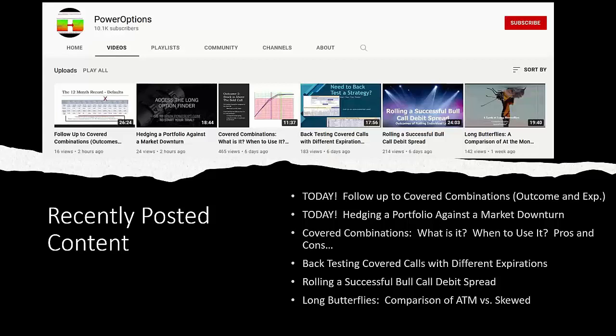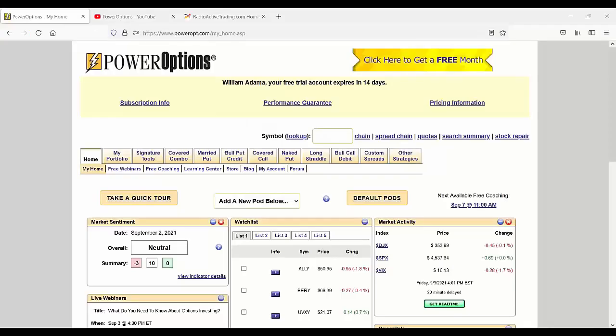Now, we're going to pause the screen. We're going to navigate over to Power Options. We're going to use Power Options as our guide to help us answer the questions that come in today. We did not have any questions come in via email for today's presentation. So everything is fair game here and all questions are open.